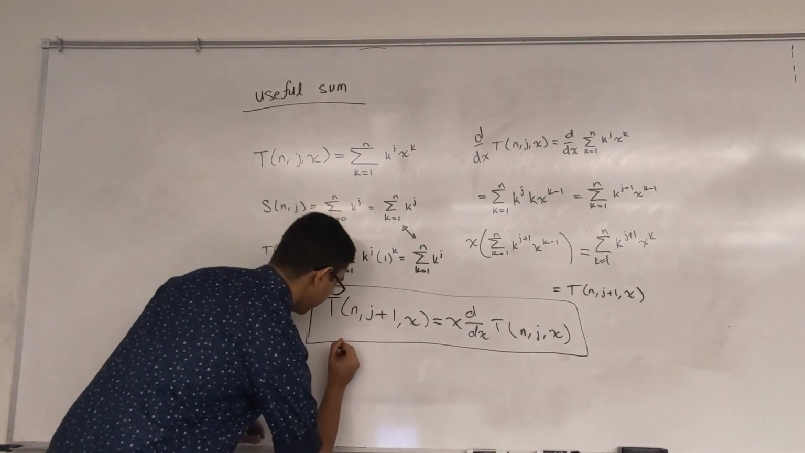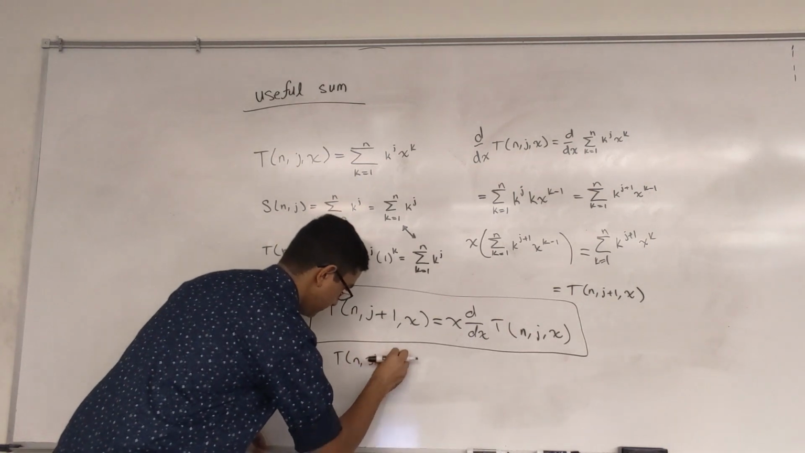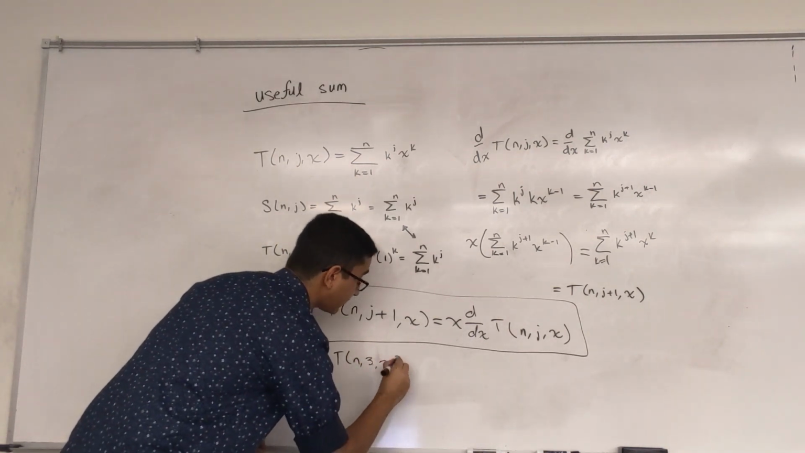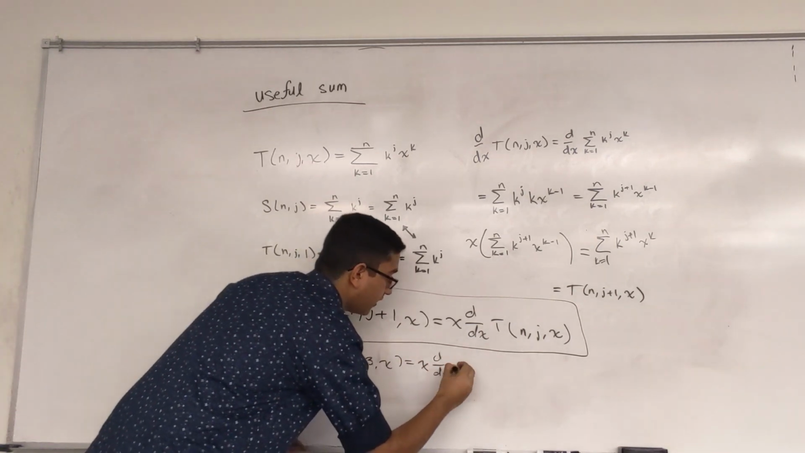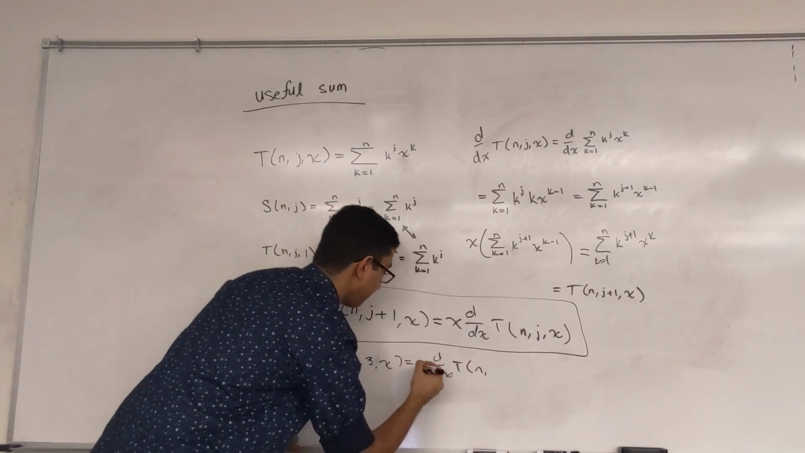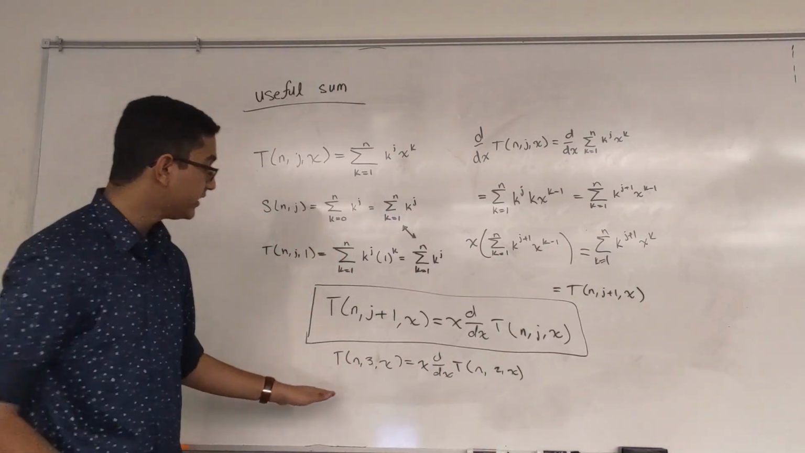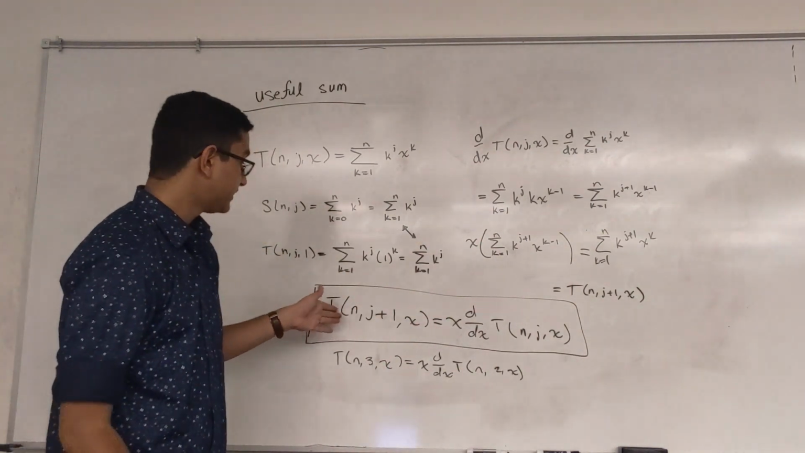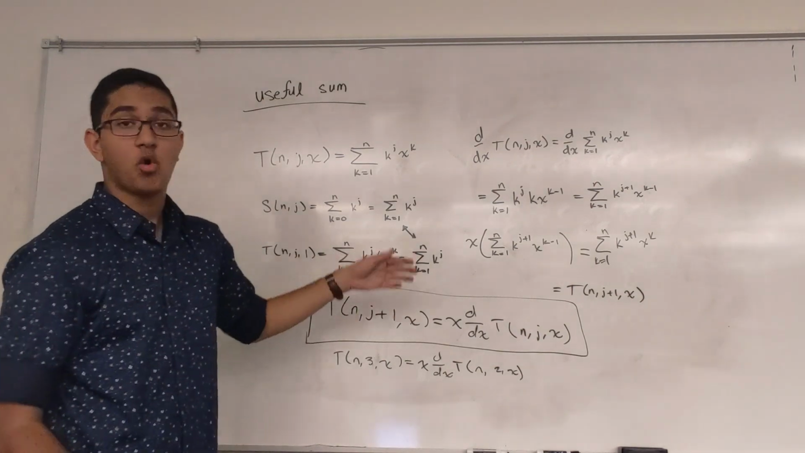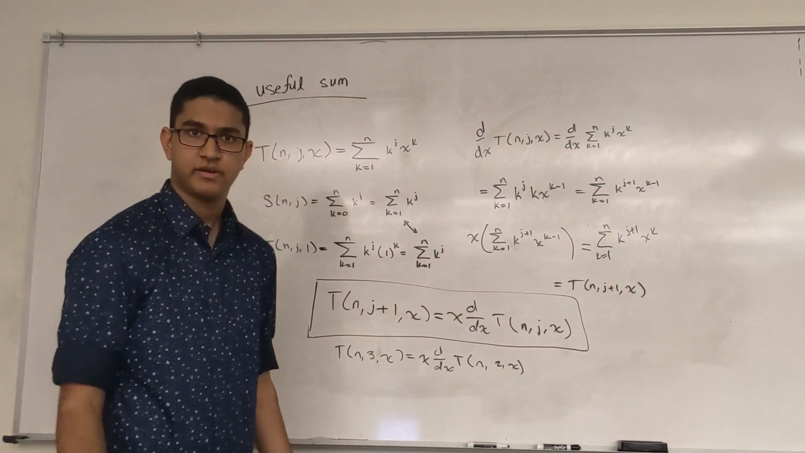So let's just say t of n, 3, x is equal to x times the derivative of t of n, 2. So this is the recursive formula. This is how we know it's recursive, because computing any term t of n, j plus 1, x requires the previous term, the previous j. I hope that makes sense.